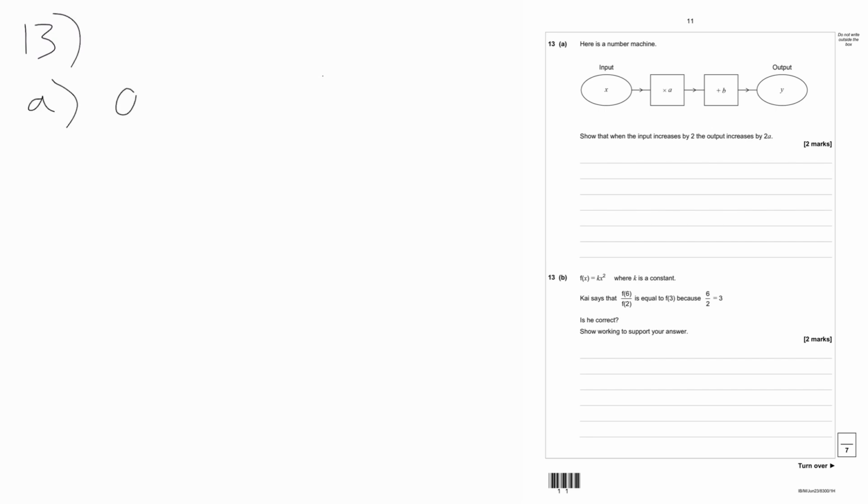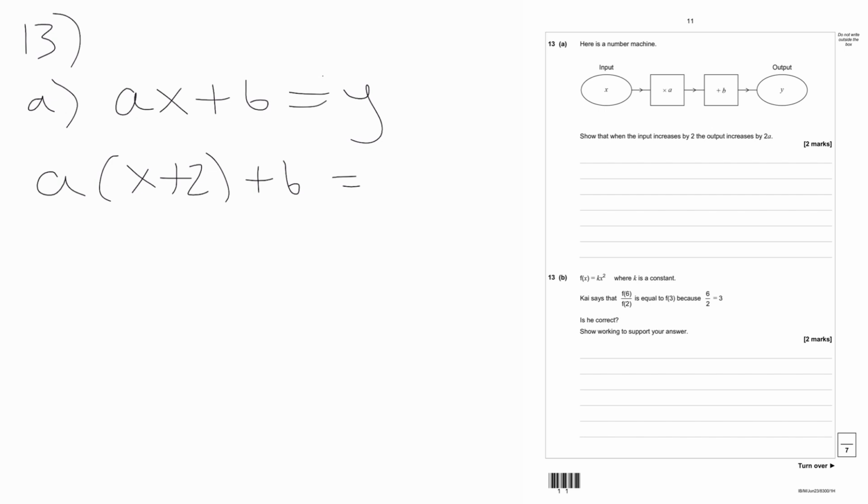So we have ax + b = y, and we want to show that if we increase the input by 2, the output increases by 2a. Okay, well, let's write this out as a, and then remember x is our input, so we add 2 to this, plus b. And then what does this equal? Well, let's expand out the bracket. So we have ax + 2a + b, and then we can rearrange this as ax + b + 2a.